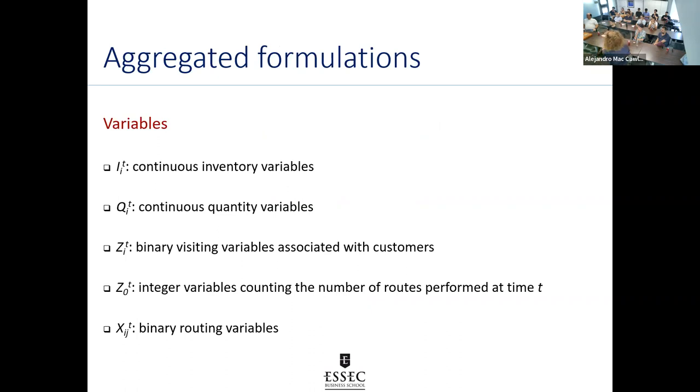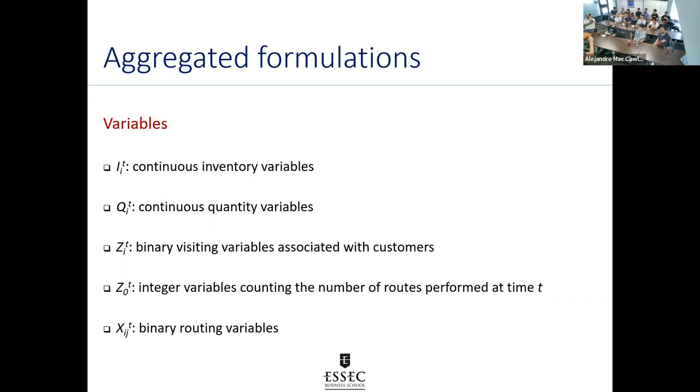Okay, let's look at the aggregated formulations first. So what are the decisions that we have to take? For each day in the planning horizon, we have to decide which are the customers that are served. This decision is modeled through the visiting variables, Z, which are binary, those associated with customers, telling us whether I visit customer i in day t, and integer instead those associated with the depot. So for the depot, for each day t, this variable tells me how many routes I will perform in day t. So this is the first decision.